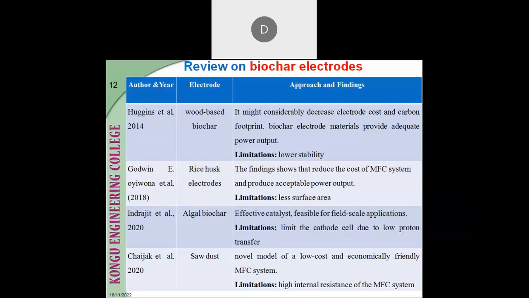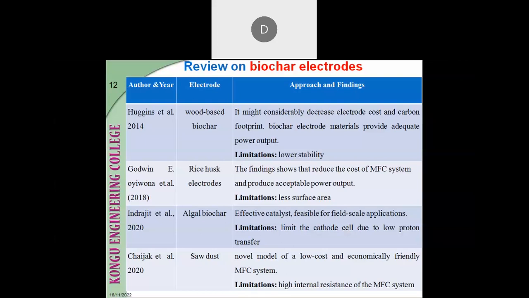And with rice husk electrodes, they found that the cost of the MFC is a little bit reduced, and they accepted the power, but the only thing is the less surface area. Similarly, algal biochar and also sawdust. If you take sawdust, again it is a low-cost material, and it could be an economically very friendly microbial fuel system.